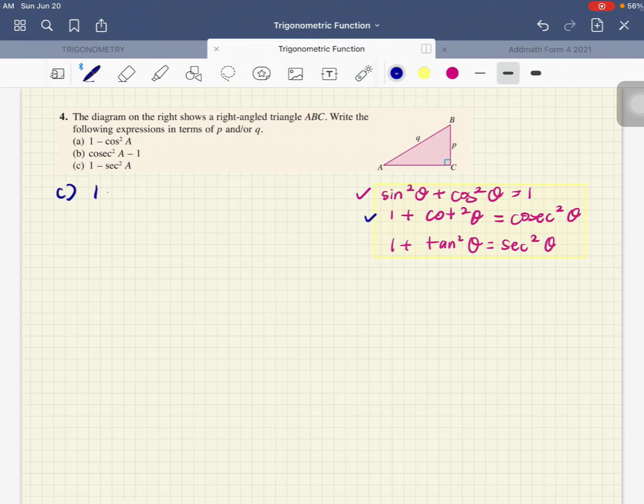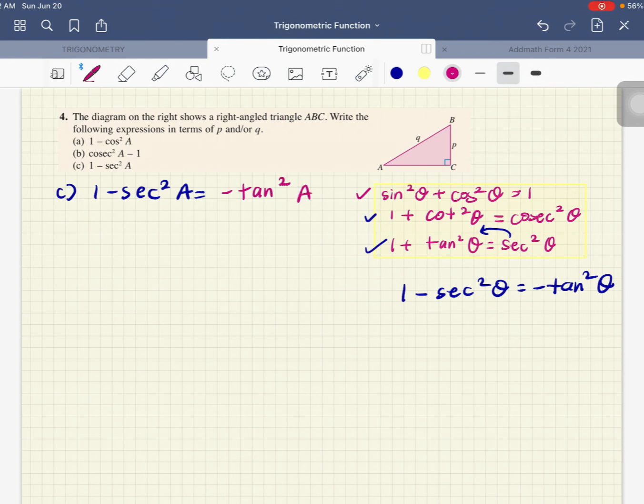So question C, 1 minus secant squared A, I think we have to use the third identity, right? So it's tangent squared theta. Wait, this is quite tricky. Alright, so I take secant squared theta to the other side, and then it happens to be 1 minus secant squared theta equals negative tangent squared theta. Beware of the positive and negative. So question C is equal to negative tangent squared A.